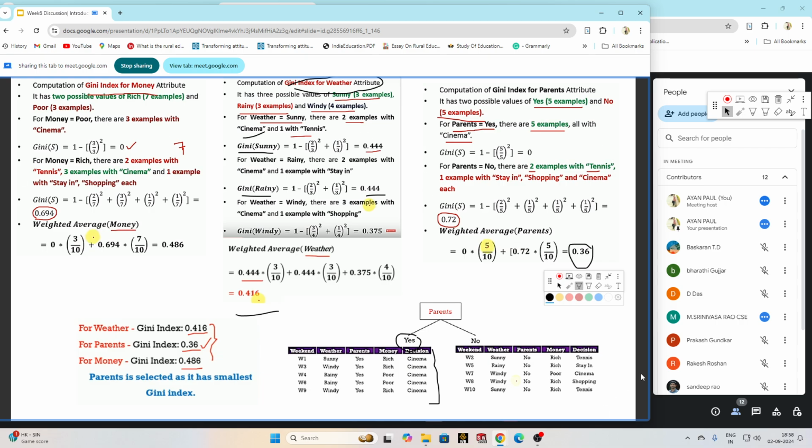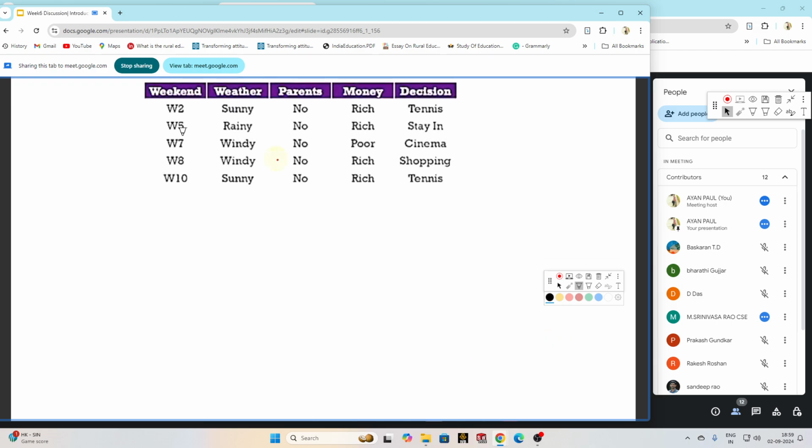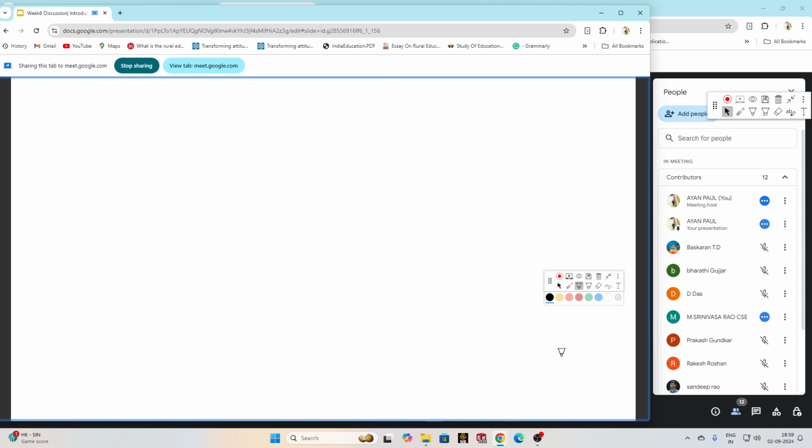Okay, now in this node, as we have already decided parents, we don't have that attribute. Now here you can see money: both rich as well as poor. Here weather: you can see sunny, rainy as well as windy. So we will be splitting our node with respect to either weather or money. How will we decide? We will again calculate the Gini index with respect to weather as well as with respect to money. So now this is your set, right? Because this we have to split.